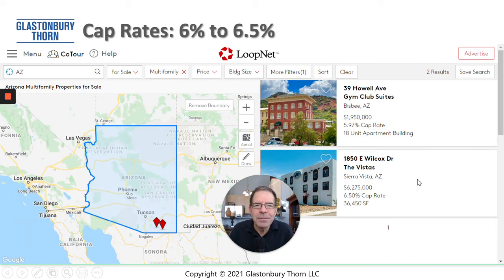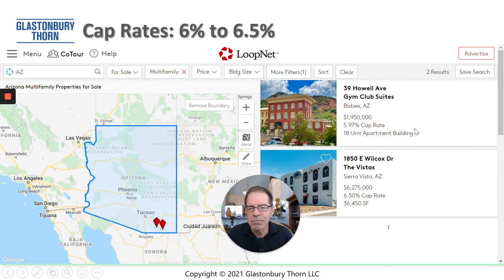Okay, so now let's take a look at cap rates that are out there. So what I did is a search on LoopNet for multifamilies in Arizona. There are 2 that are for sale right now. You can see this beautiful apartment complex in Bisbee, 18-unit apartment building, and it's reporting. We haven't checked the math on them, but let's assume that they didn't make any mathematical errors. They're reporting a 6% basically cap rate, 5.97. And then there's another property there at 6.5. So that's what we're seeing in Arizona.